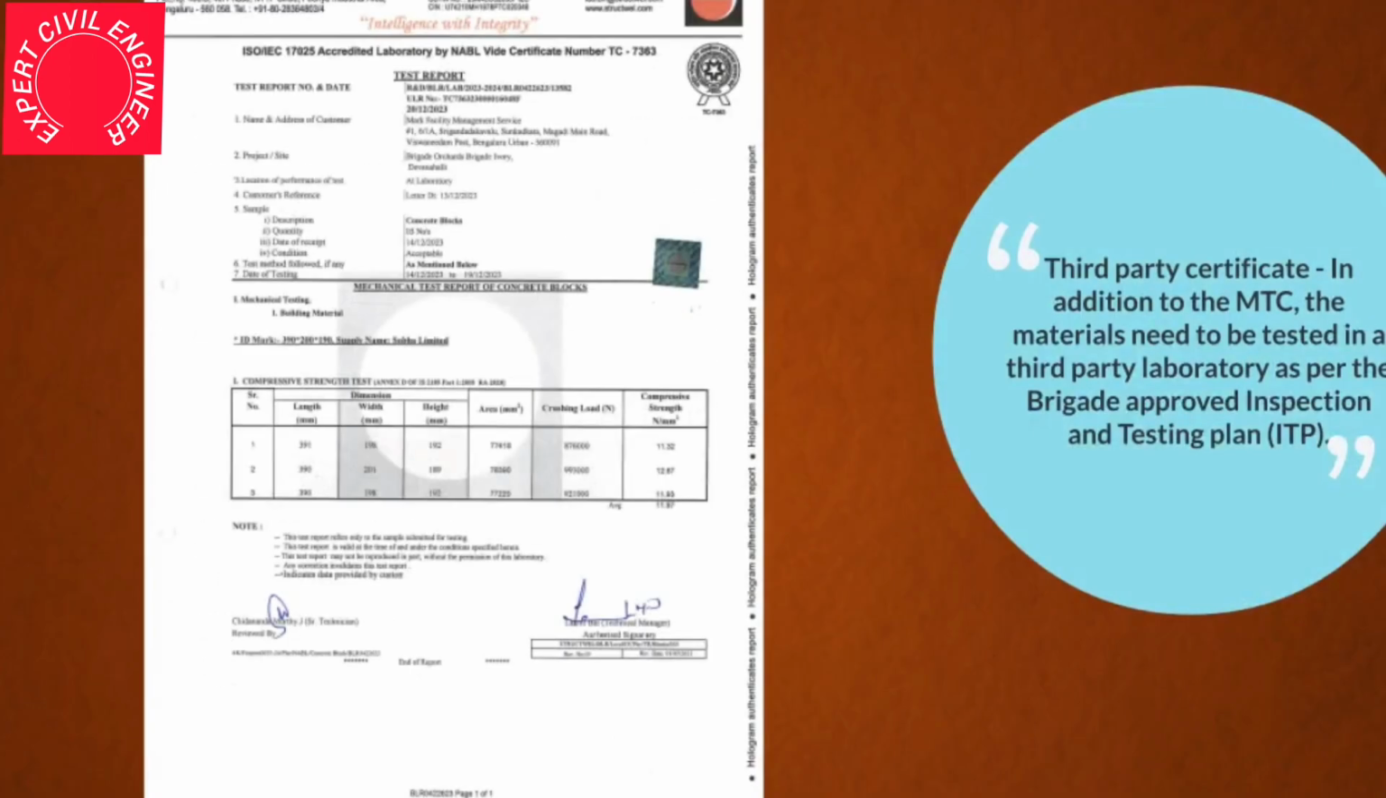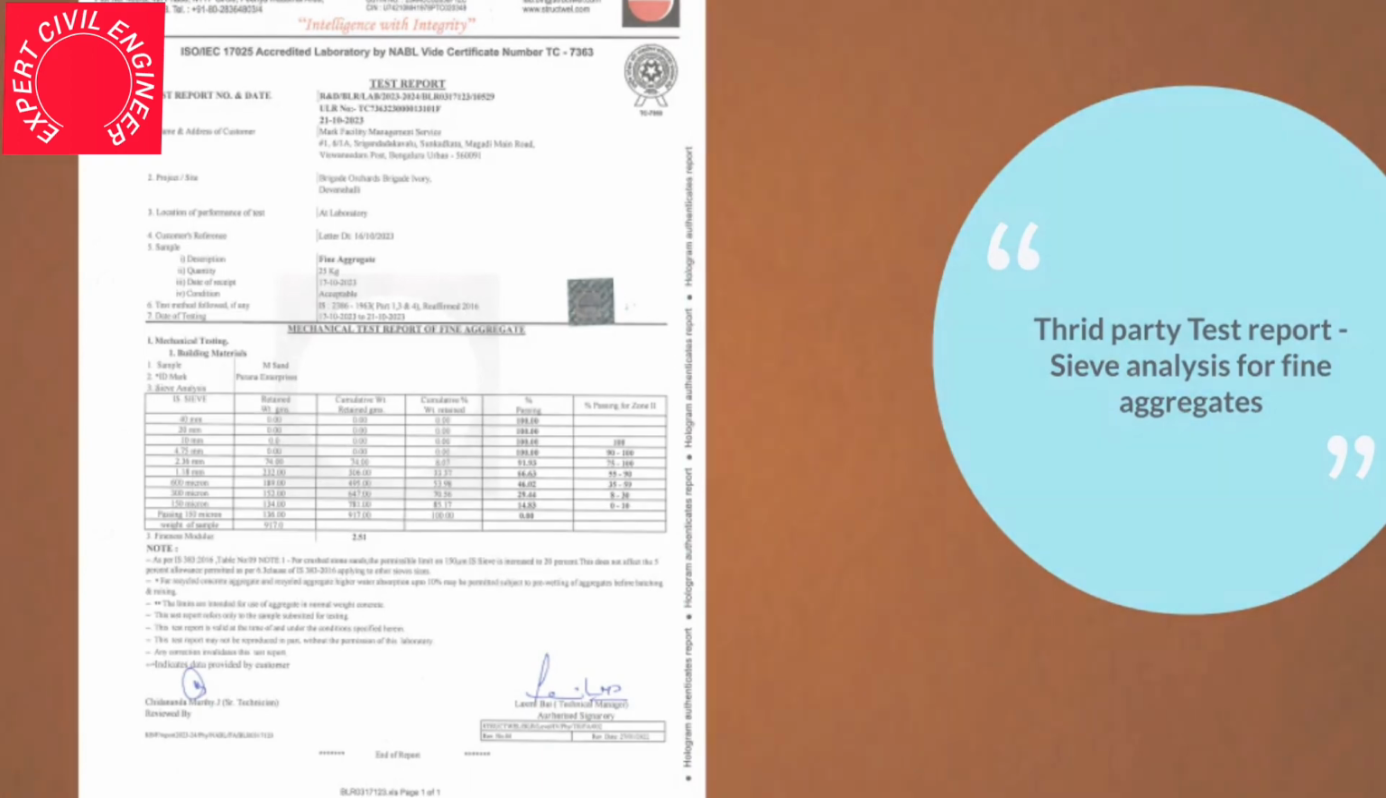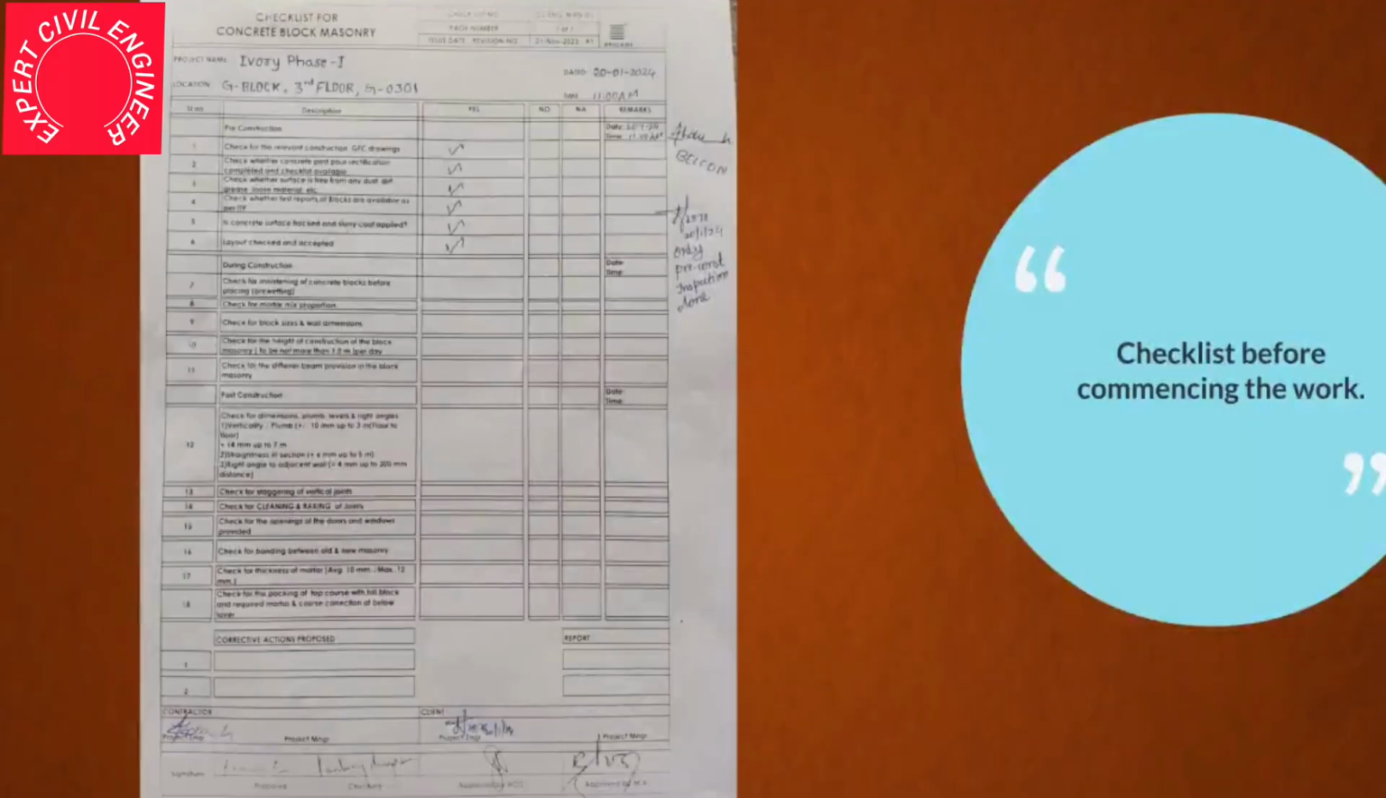In addition to the MTC, the concrete blocks, sand, and cement need to be tested in a third-party laboratory. During the course of the activity, the work performed is checked for the compliances laid down in the checklist. These checks are done at the stage of prior to work commencement, during construction and post-construction.